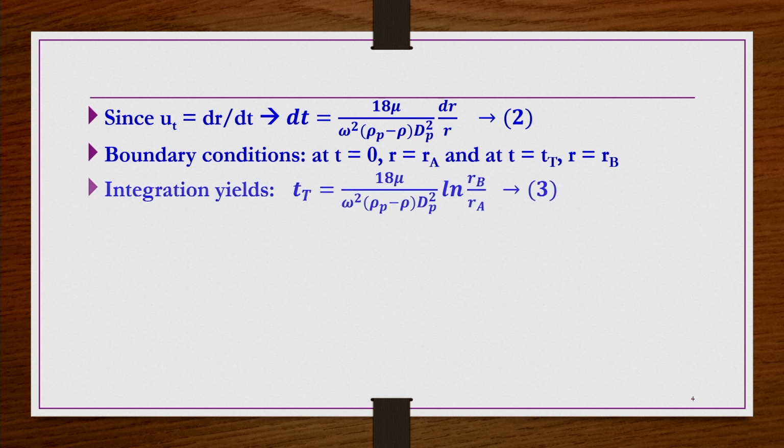Now, integrate equation number 2 and substitute these boundary conditions. Integration of dt is nothing but t. So, applying these boundary conditions, 0 to Tt, we have Tt, and on the right-hand side, dr by r is nothing but ln r. Applying the boundary conditions RA and RB for t equals 0 and t equals Tt, we have ln RB by RA. The rest of the terms are independent of t and r.